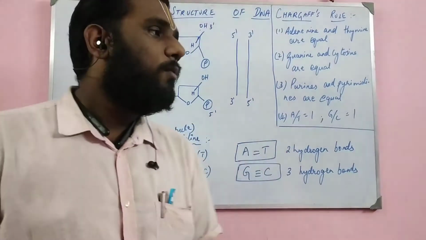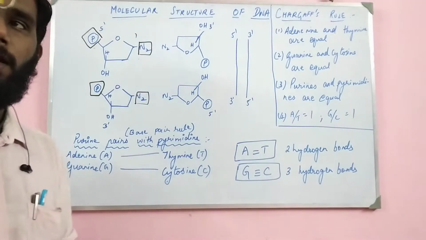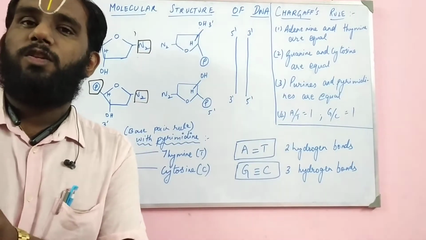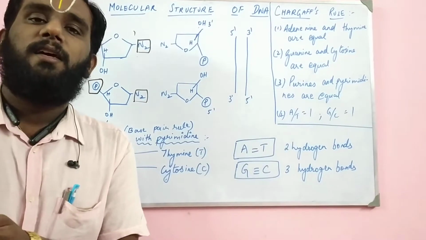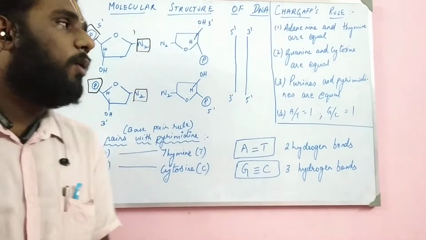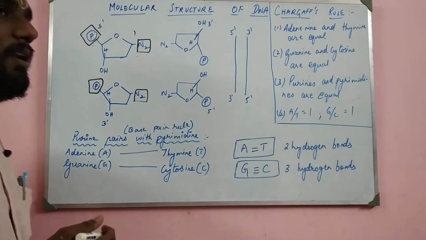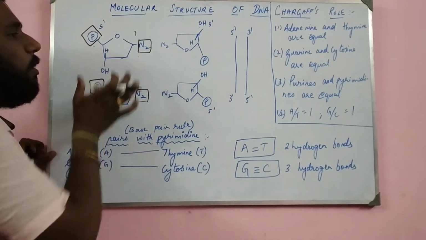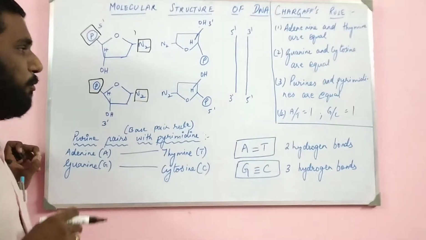To begin with, we all know the full form of DNA is deoxyribonucleic acid, which means the sugar that is actually present in the DNA is deoxyribose. And in the previous videos, we saw the structure of deoxyribose. So I've just drawn one structure of a deoxyribose.